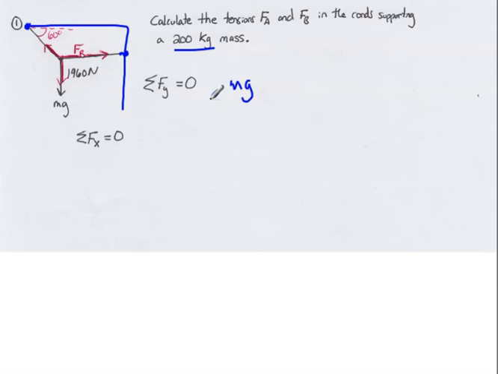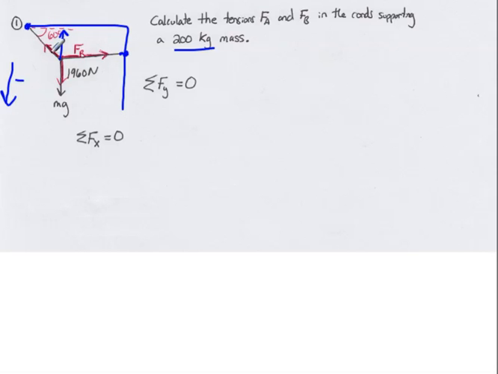So we'll take down to be negative. So we'll make up be positive. So it's going to be minus mg. So what is going up? Don't we have part of this vector that's going up? I think we do. Just the y component of that vector.